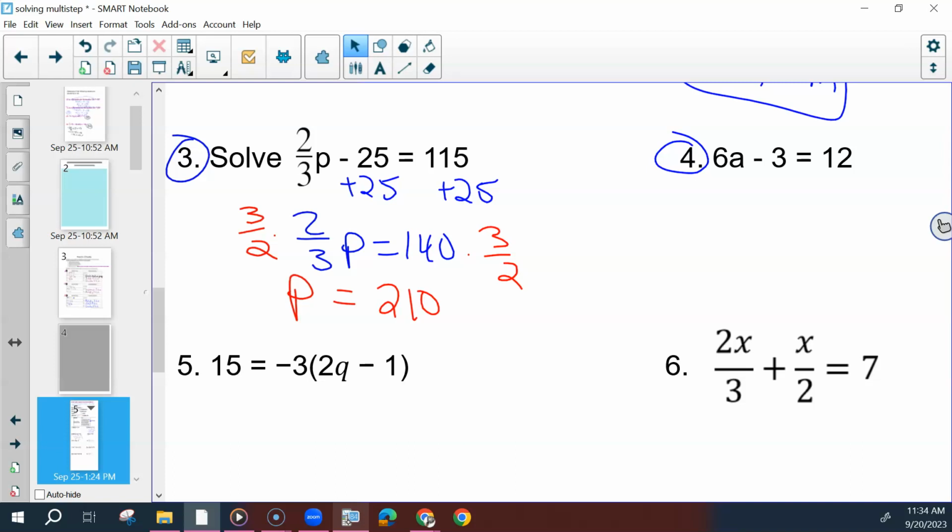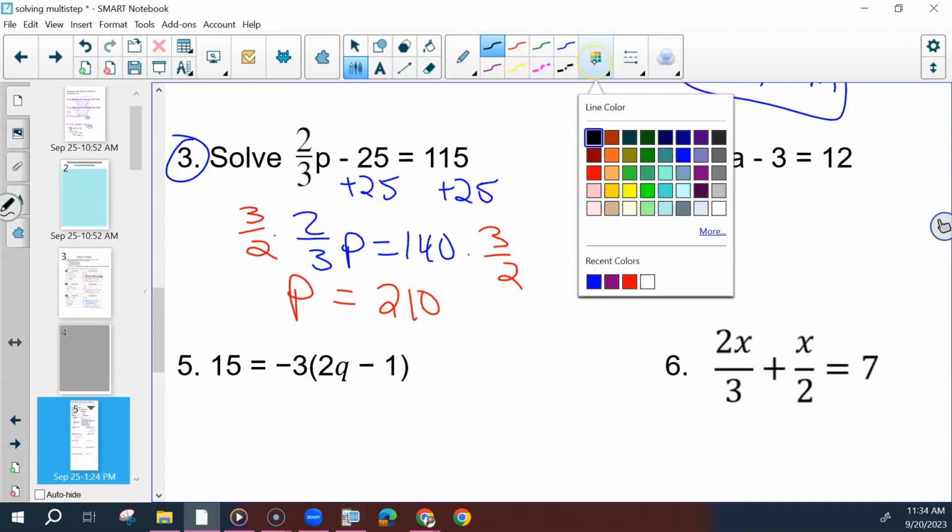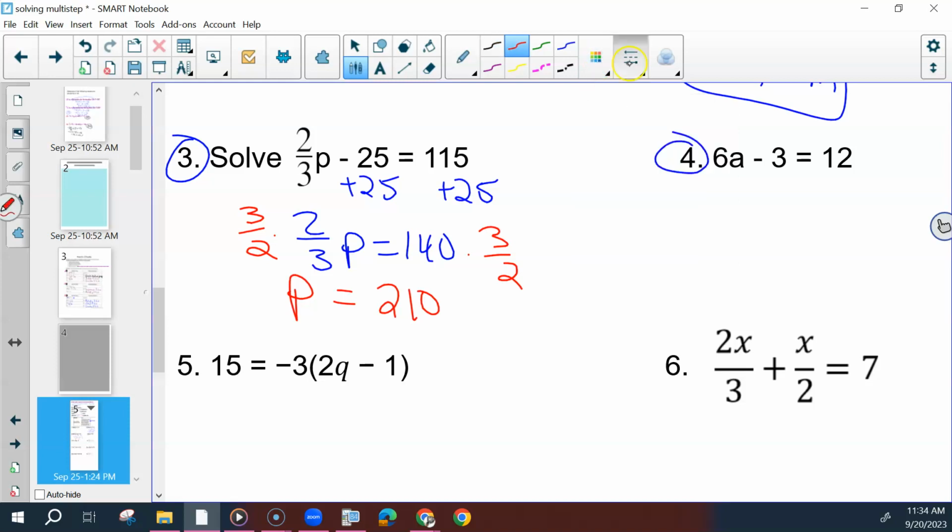Other questions on that? For number 4, what would be our first step? Plus 3. Add 3 to both sides. And then divide by 6. When you do that, you need to simplify this fraction. Get it in its simplest form. What would that be? As a fraction.